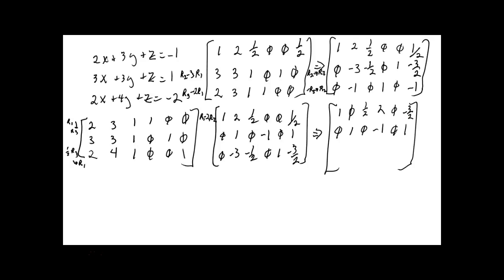Okay, what do we want to happen next? Comma 0. How will we make that happen?